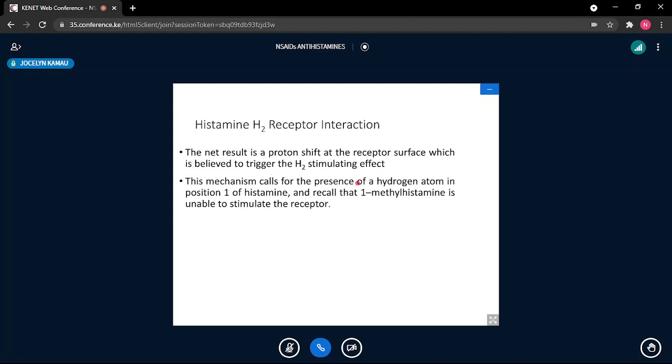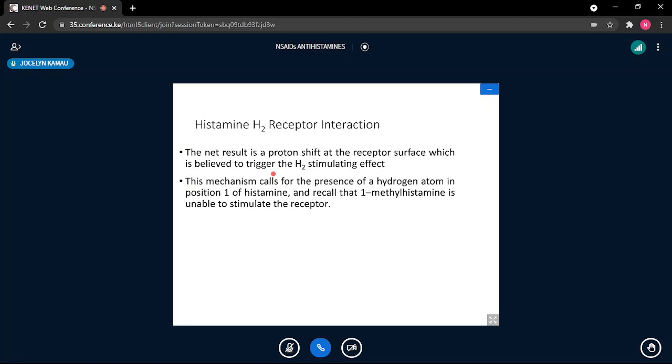The mechanism calls for the presence of a hydrogen atom in position 1 of histamine. That's why we are saying you must always have the tele tautomer, and recall that 1-methylhistamine is unable to stimulate the receptor. So we are only saying that these drugs must have a hydrogen at the tele tautomer. They must also have a certain shape.